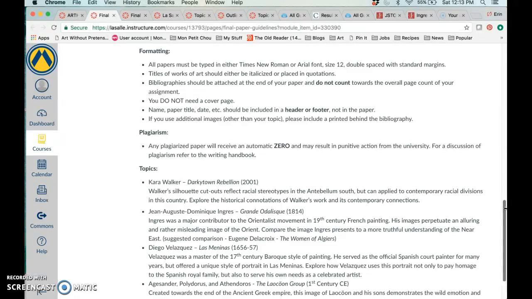Please note that bibliographies do not count towards the overall page count of your paper, and you also do not need a cover page. Putting a header or a footer in your paper that has the name, paper title, date, etc. is sufficient. So please be conscious of that. And any images that you use other than the specific one assigned, just put those at the end of the paper as well. I don't need them throughout the paper.